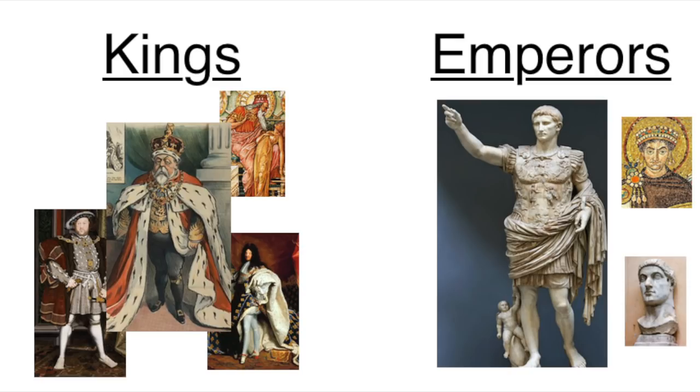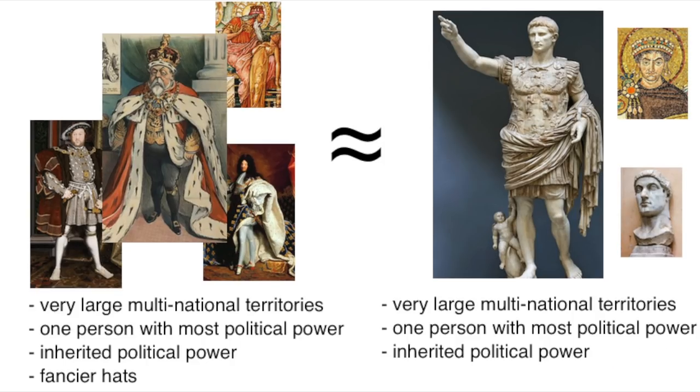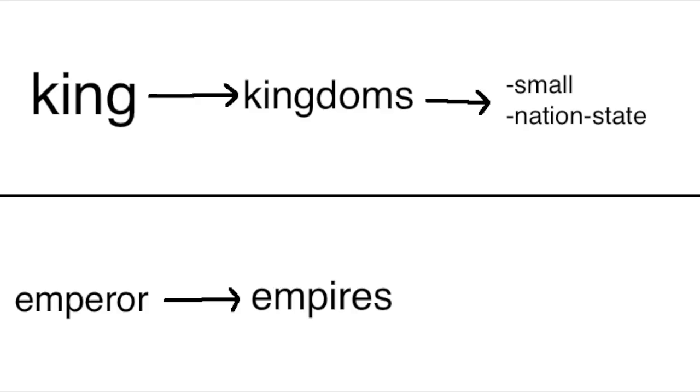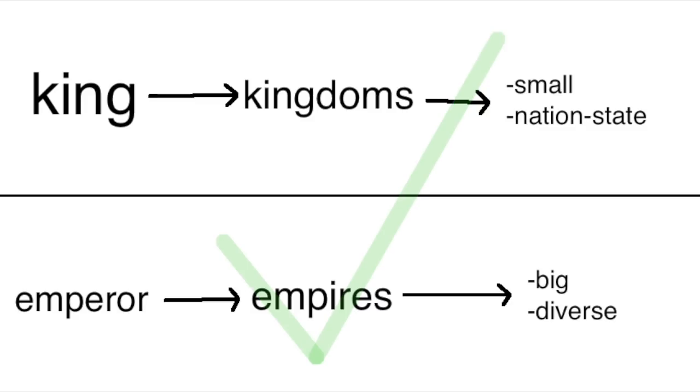Like, I think we all think of different groups of people when I say these words, but these people and the countries they were in charge of seem pretty similar to me. Maybe the difference is that kings have kingdoms while emperors have empires, and a kingdom is a small nation-state while an empire is a much bigger multinational entity. And that fits most of the time.